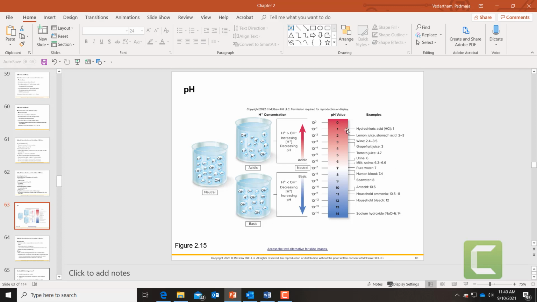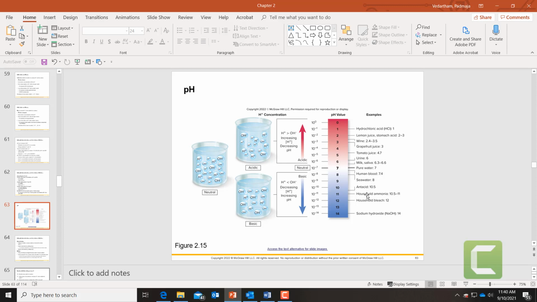So here are some of the examples, like 1 is hydrochloric acid, 2 is lemon juice or stomach acid, and so on and so forth. Urine is about 6, depends on what kind of food you have. Vegetarian food is more alkaline, it's about 8. Meat produces urine, which is more at 6. Milk and saliva is 6.3, 6.6. Pure water is 7. Blood, however, is going to be 7.4. Okay, so this is something that you have to remember.